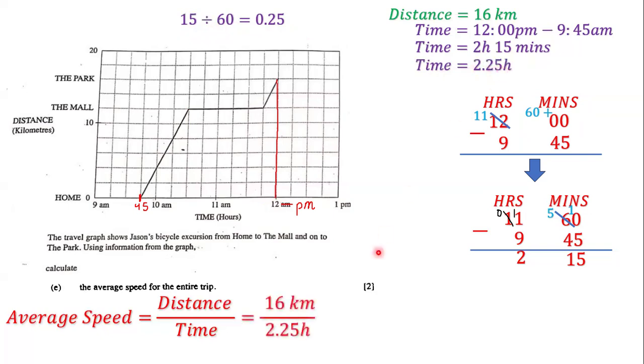And so we have 16 kilometers divided by 2.25 hours. When we divide these two, we get 7.111111, and the list goes on with the repeating ones. And so correct to 1 decimal place, the answer is 7.1 kilometers per hour. And that's the answer to this question.